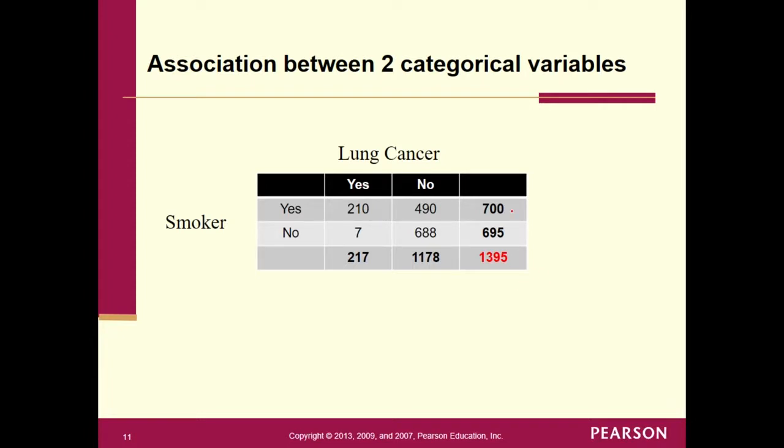So what does this represent? There were 700 people that were smokers. There were 695 people that were not smokers in our sample. There were 217 people that developed lung cancer and 1,178 that didn't. This is not a real study. These are just made-up numbers, just to kind of prove a point to you guys. Okay, so don't go home and think you got lung cancer. All right, these are just made-up numbers.